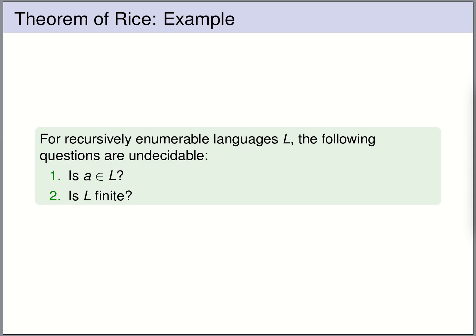So in particular, the theorem of Rice implies that the following simple questions are undecidable for recursively enumerable languages L. We cannot decide whether the word A is in the language. This property holds for some languages containing A, others do not, so this is not a trivial property, so by the theorem of Rice, this property is undecidable. We can also not decide whether the language is finite. Some recursively enumerable languages are finite, others are not, so this is not a trivial property, therefore undecidable by the theorem of Rice.